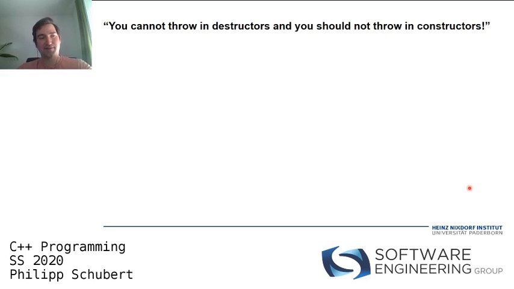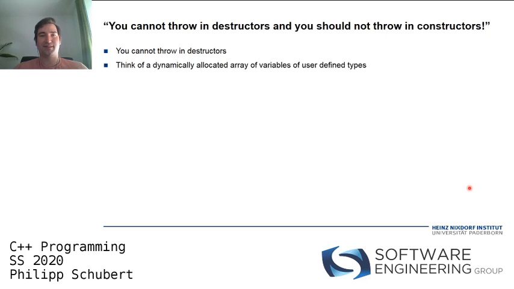I promised that I would tell you about at least 2 places where you should not throw an exception. And what you have to keep in mind is this sentence here. You cannot throw in destructors and you should not throw in constructors. Because if you do, nevertheless, I mean, you can of course do that, but you have huge trouble. So let's first talk about why you cannot throw in destructors.